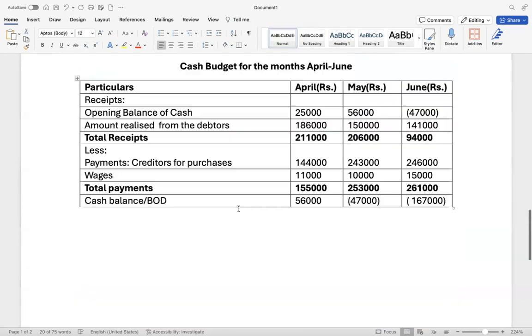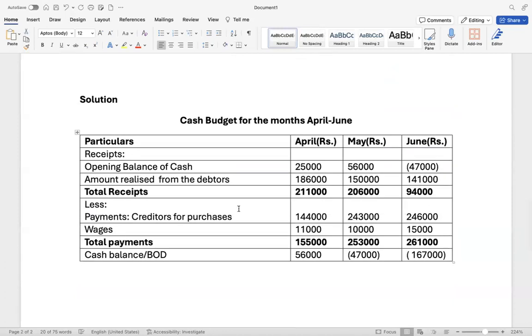So this is a cash budget. That's all for now. Look at how it looks. Cash budget for the months of April to June. What you have done is particulars, the respective months you have taken, receipts are taken, and payments are taken. Total payments are taken. The payments are deducted from the receipts. You got the cash balance. Cash balance can be a positive or negative balance. If it is negative, it implies that it's an overdraft. That's the end of cash budget.